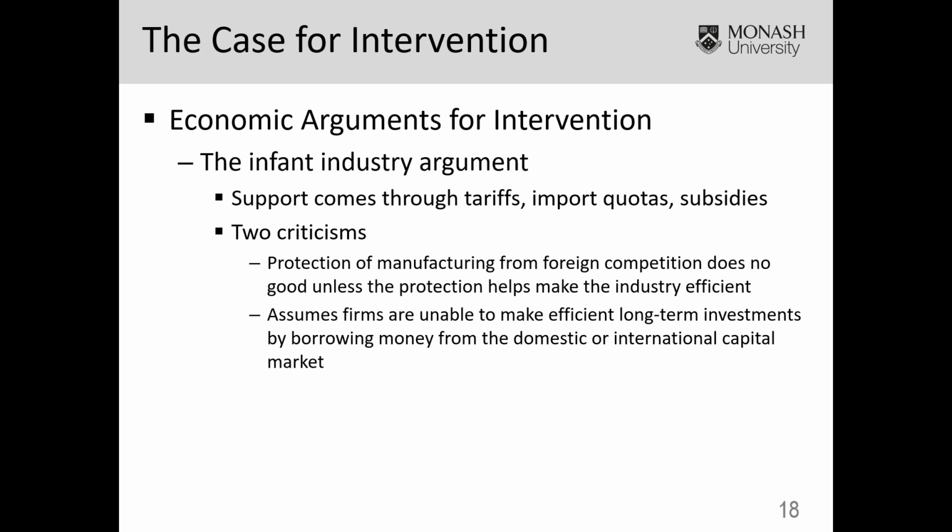Protecting manufacturing from foreign competition is no good unless the protection helps make the industry more efficient. And it assumes that the firms are unable to make efficient long-term investments by borrowing money from domestic or international capital markets. That second statement is very prominent in your textbook. The reason it is so prominent comes down to a continuous argument by the US that other countries support industries that put America at a disadvantage.